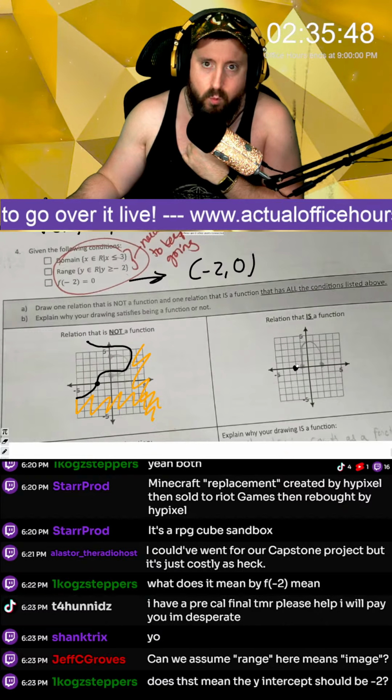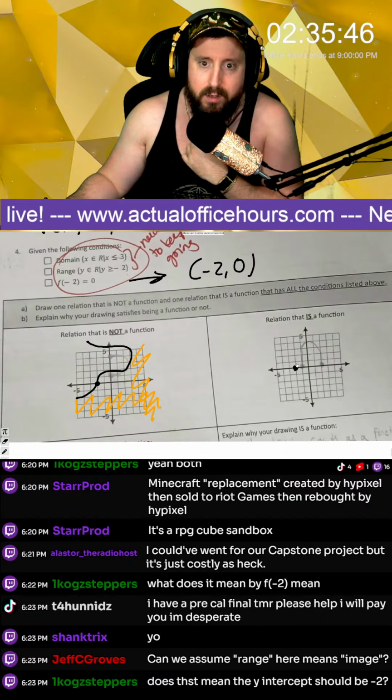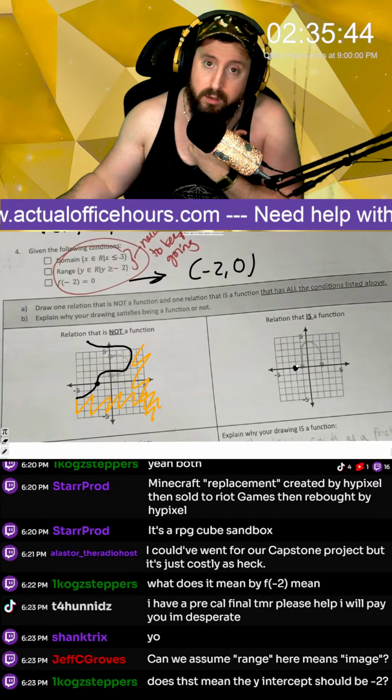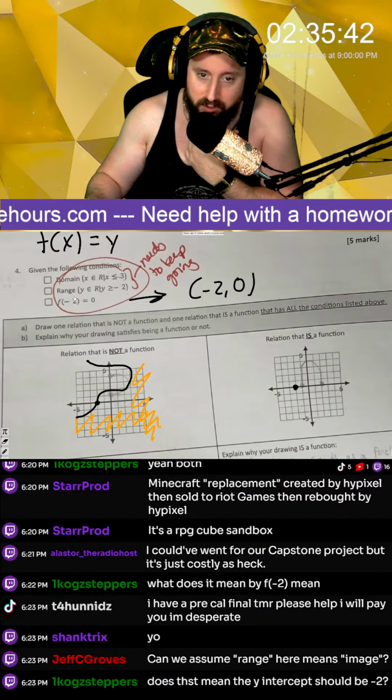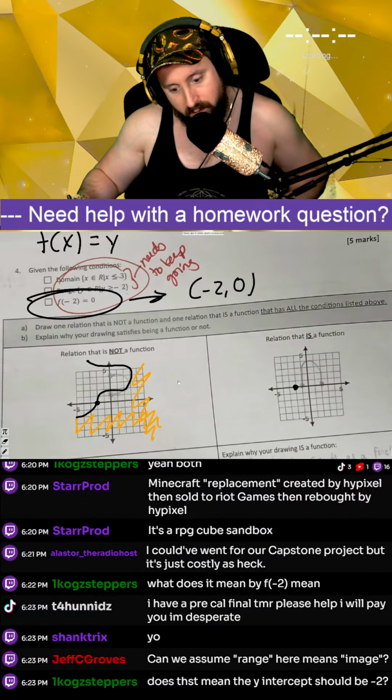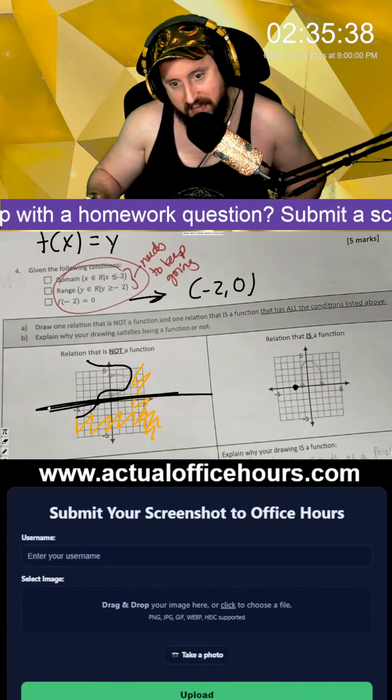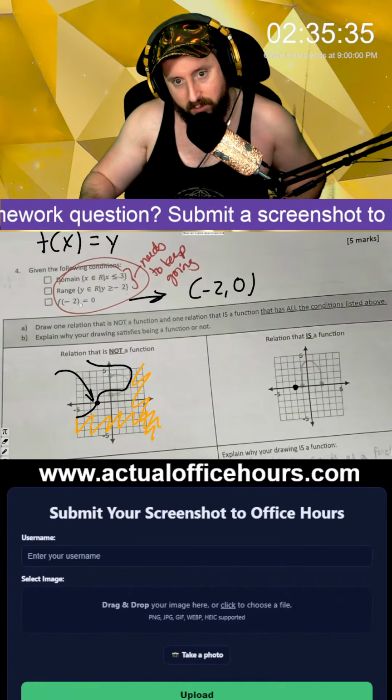Does it mean the y-intercept should be -2? No, not necessarily. This means the x-intercept is -2, right? It intercepts the x-axis at x equals -2.